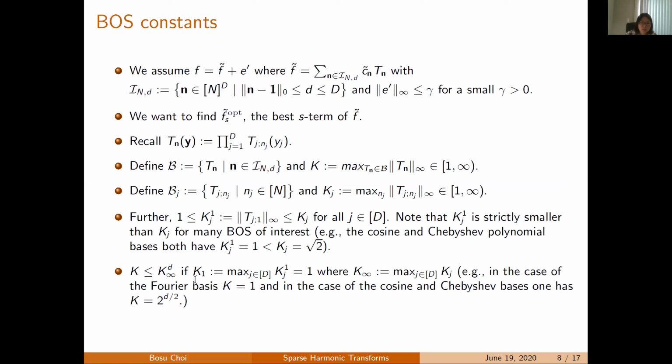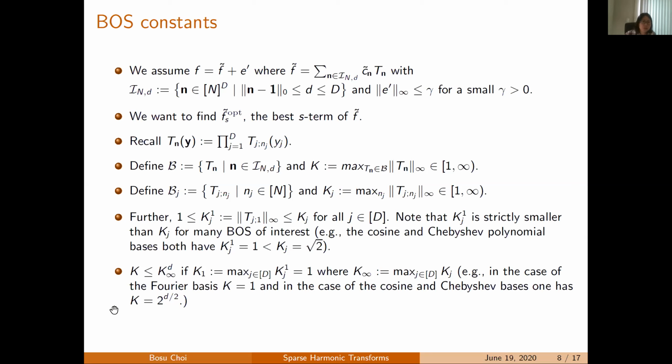And another definition, K1 is defined as the maximum of this lowest order polynomials' L infinity norm. And K infinity is defined as the maximum over these Kj's. Then the BOS constant K is less than or equal to K infinity to the D when this K1 is equal to 1, which is true for many cases of interest. Again, for example, cosine basis, Chebyshev basis, Legendre basis, etc.